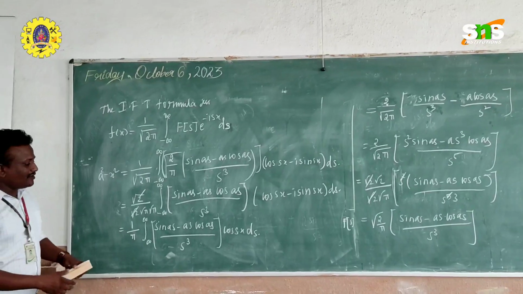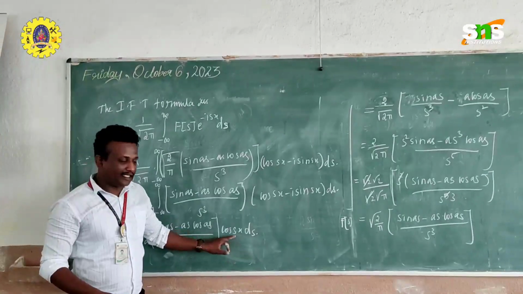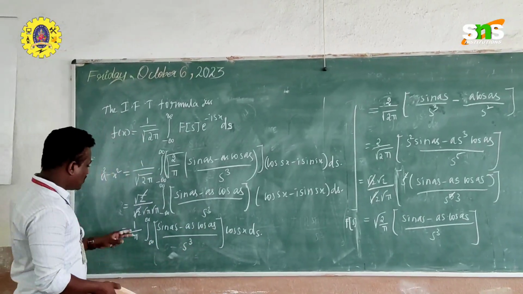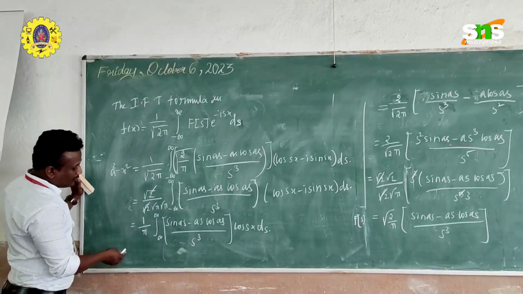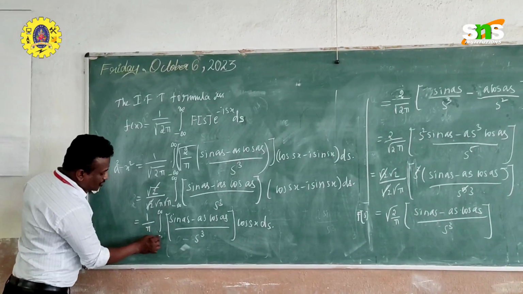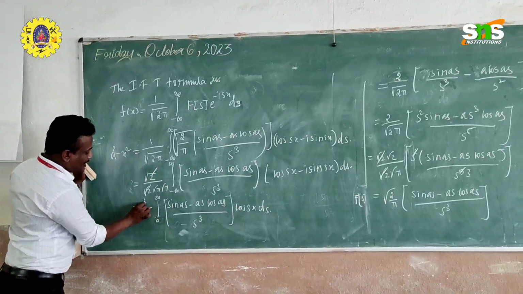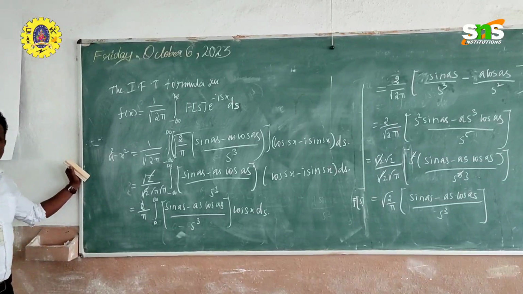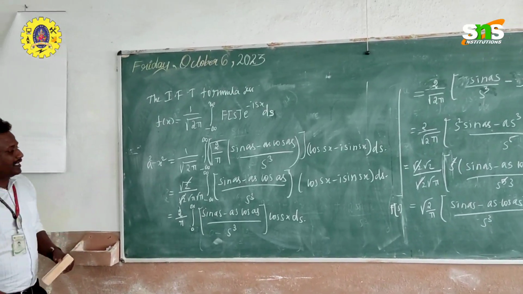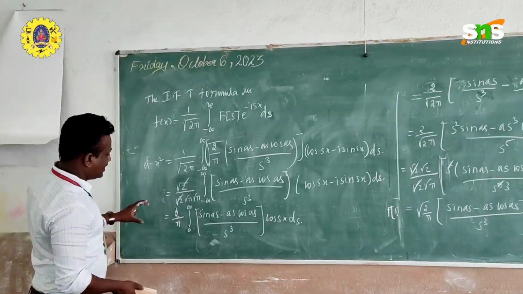Always this part, cos sx into this part, is an even function. So as it is an even function, I am going to write it from 0 to infinity. When you change to 0 to infinity, you have to multiply by 2 here. Okay, so all the results that we have done here.